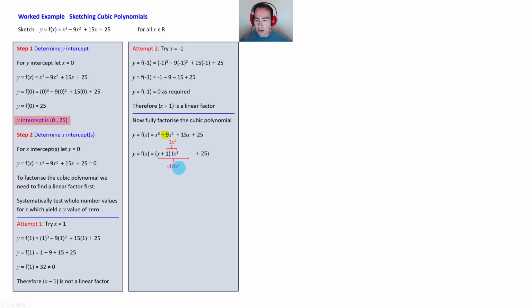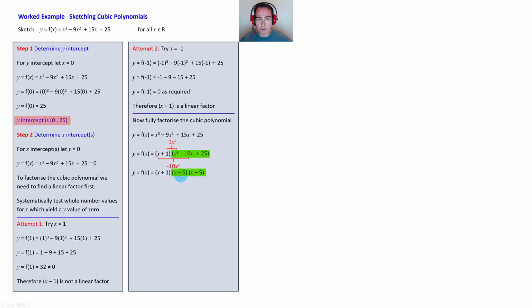And from this, we look at what the middle term here must be, such that when multiplied by the x, gives us the minus 10x squared needed. And we can see that that has to be minus 10x. Hence, we now have the quadratic factor, which itself can be factorized into two separate linear factors.